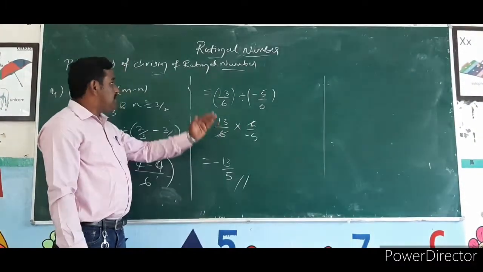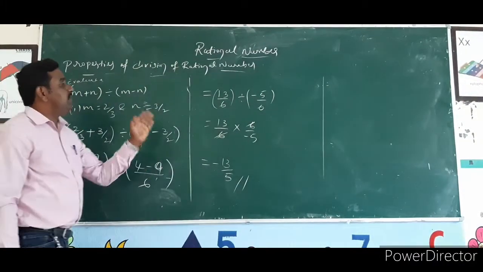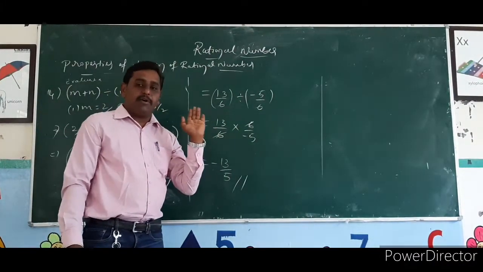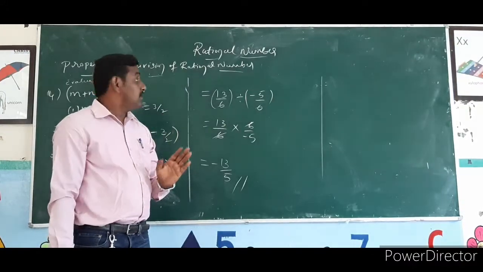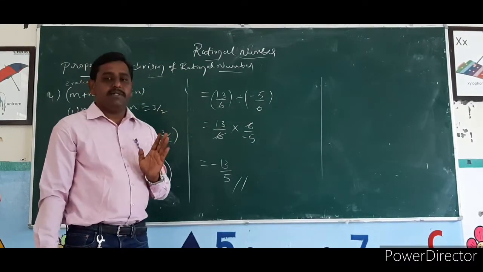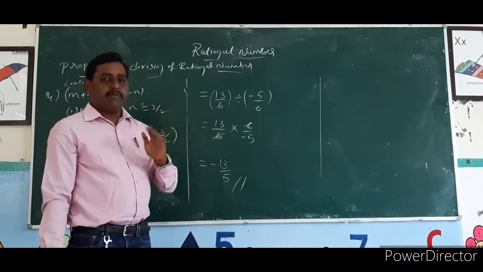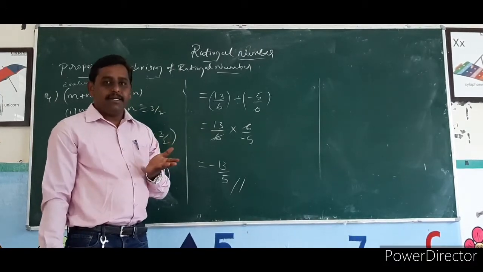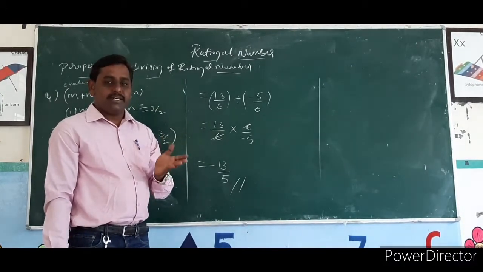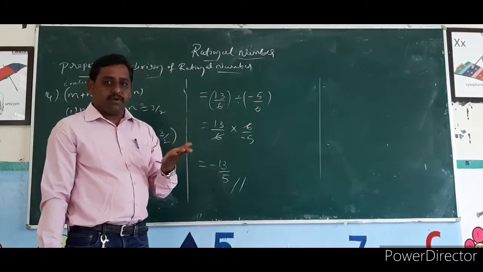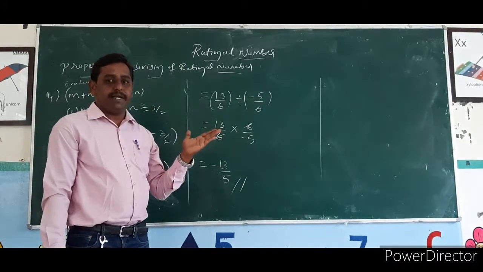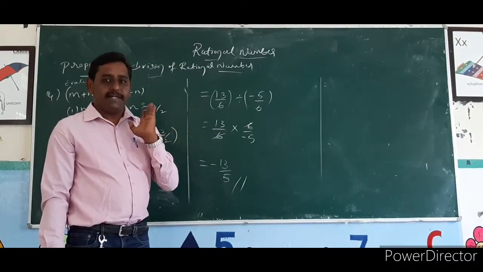So this is about division of rational numbers and properties of division of rational numbers. I solved some problems in exercise 1D. The remaining problems you can check at home. So check the 1D exercise and complete up to classwork 1D. Thank you.